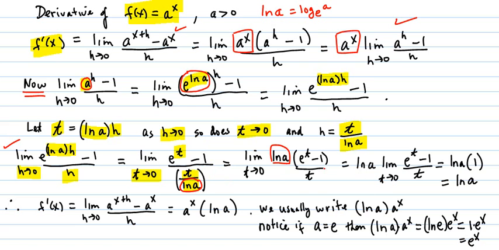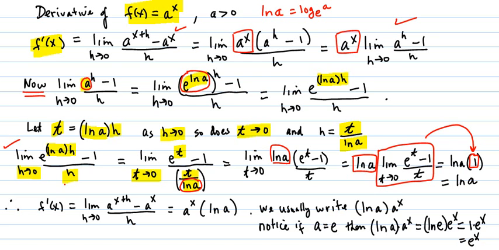Then we realize this looks familiar. We take the log a out because log a is just a constant. We have this limit here, and that limit we've already investigated in a previous video was equal to 1. That's just 1 right here.